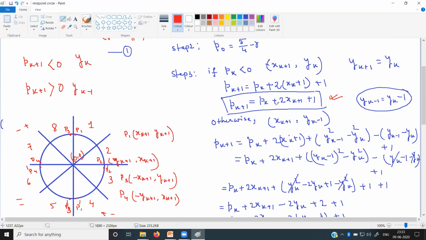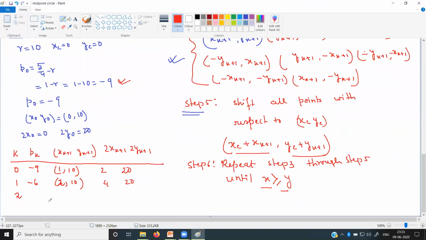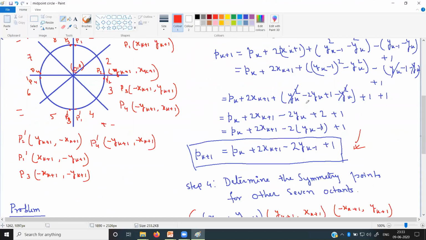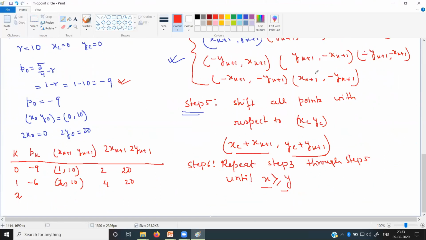So it is pk plus 2xk plus 1 plus 1. Here pk is minus 6 and 2xk plus 1 is 4. So minus 6 plus 4 is minus 2, and then plus 1, so it will be minus 1. At the second iteration, the decision parameter will be minus 1. If you put in the values, you can calculate it. So minus 1 is less than 0.